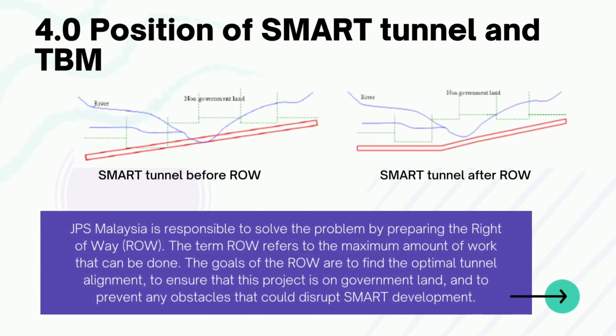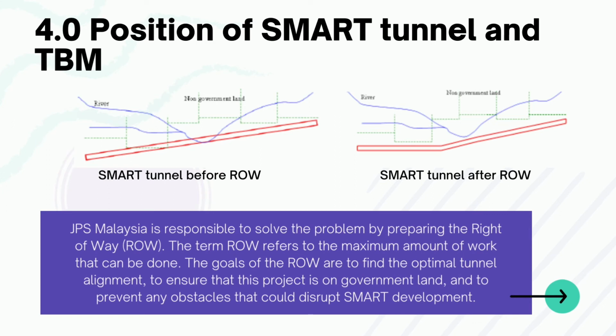Next, position of smart tunnel and TBM. It is important for the smart tunnel to be placed in the right position as it is able to disturb the surface of the land or any area. Hence, JPS Malaysia is responsible to solve the problem by preparing the right of way (ROW). The term ROW refers to the maximum amount of work that can be done. The goals of the ROW are to find the optimal tunnel alignment, to ensure that this project is on government land, and to prevent any obstacle that could disrupt smart development.